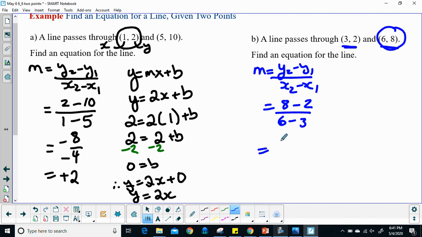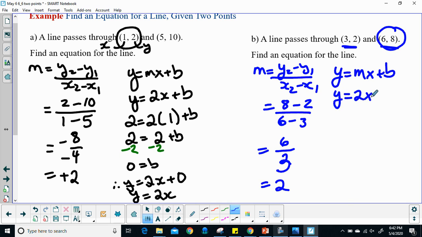8 minus 2 gives me 6. 6 minus 3 gives me 3. 6 divided by 3 is 2. Well, that's not very creative. Okay, well, there's your slope. y equals mx plus b, so y equals 2x plus b. So picking one of my points, I'm going to pick the (3, 2), because again, it's smaller numbers.